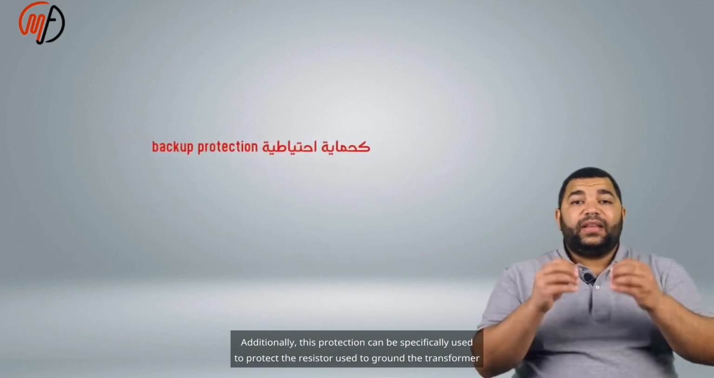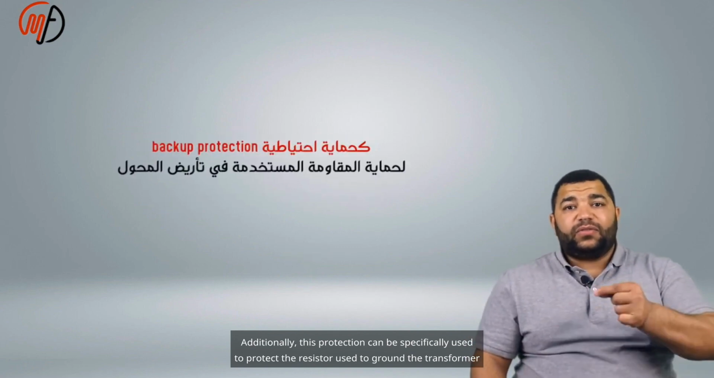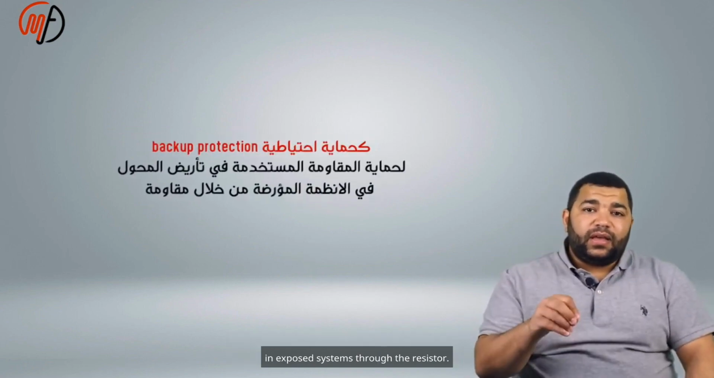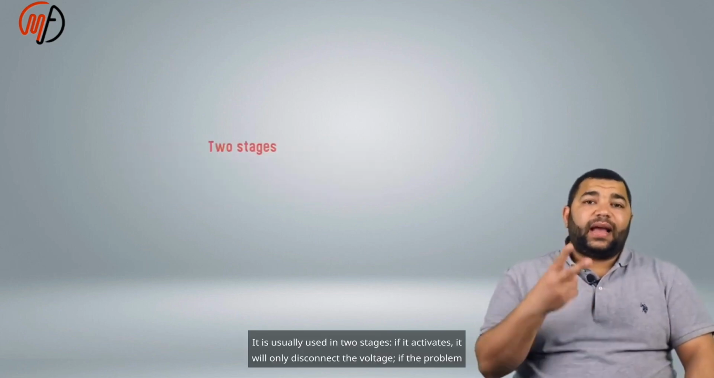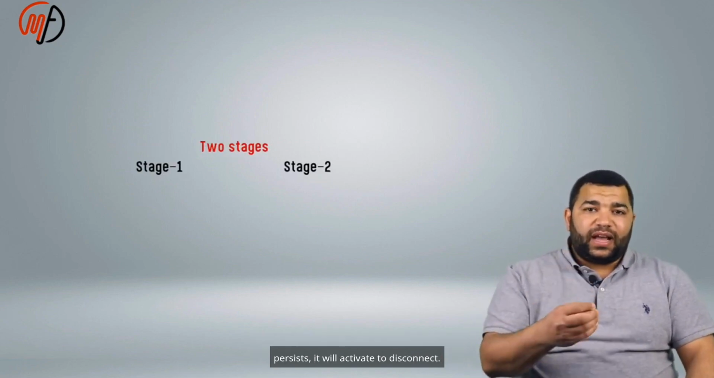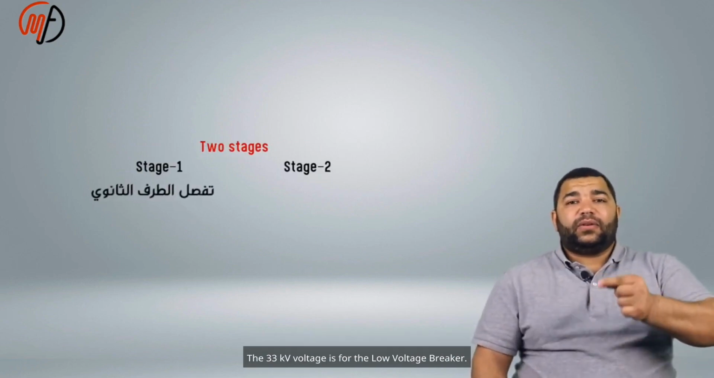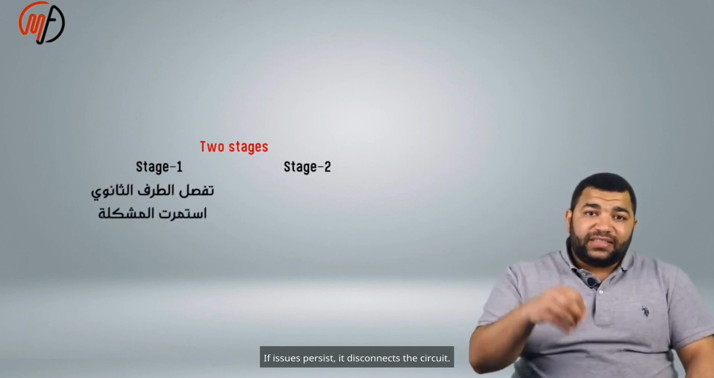Additionally, this protection can be specifically used to protect the resistor used to ground the transformer in systems grounded through the resistor. It is usually used in two stages. If it activates, it will first only disconnect the 33 kV voltage, the low voltage breaker. If the problem persists, it will activate to disconnect the circuit.